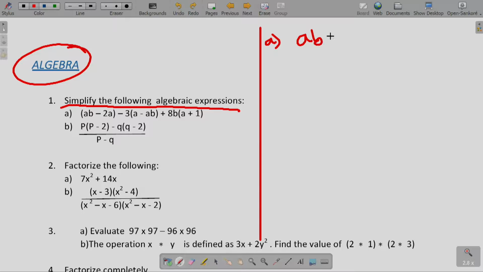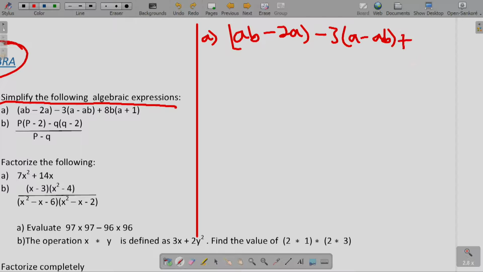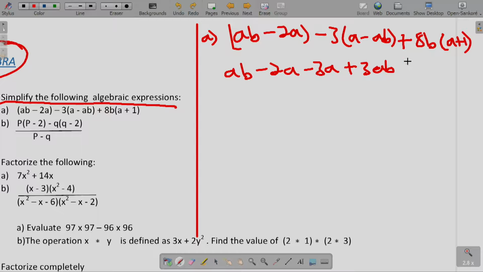We have AB minus 2A minus 3A minus AB plus 8B A plus 1. So let's simplify. AB minus 2A, negative 3 times A, we get negative 3A, plus negative 3 times negative AB, we get 3AB, plus 8B times A, we get 8BA, plus 8B times 1 is equal to 8B.